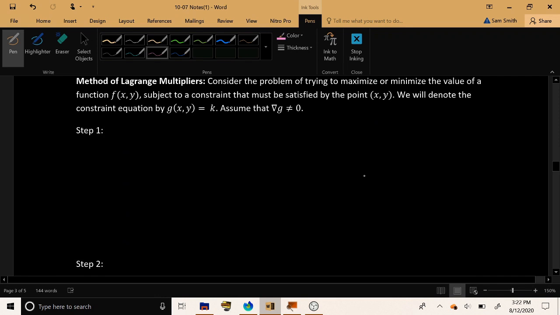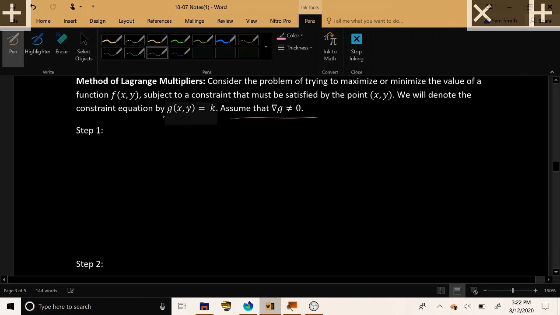This is the method of Lagrange multipliers, which is designed precisely for a scenario like this one, where you're trying to maximize or minimize the value of a function of two or three variables, subject to some constraint that must be satisfied, and we'll call the constraint equation some relationship between x and y, g of x, y, must equal k. And we do assume that whatever this function g is, its gradient is non-zero.